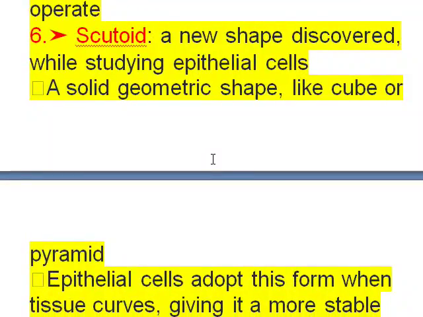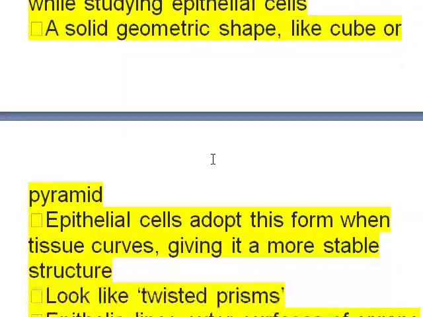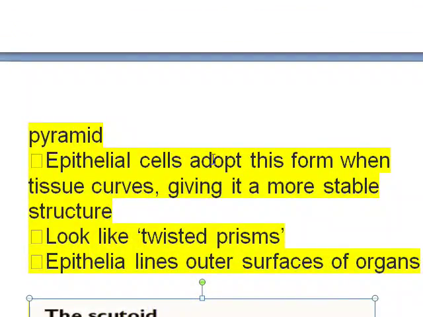So now we discuss scutoid. Scutoid, a new shape discovered while studying epithelial cells. A solid geometric shape, meaning geometric, like cube and pyramid.